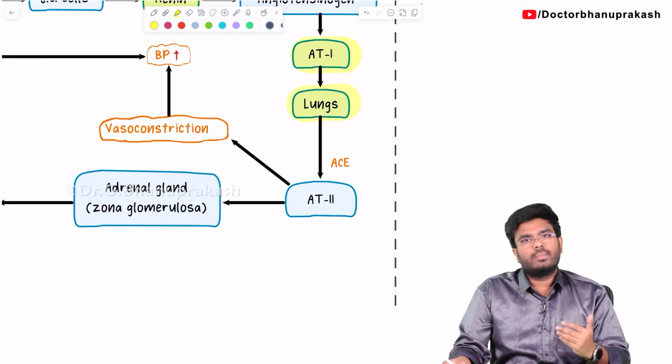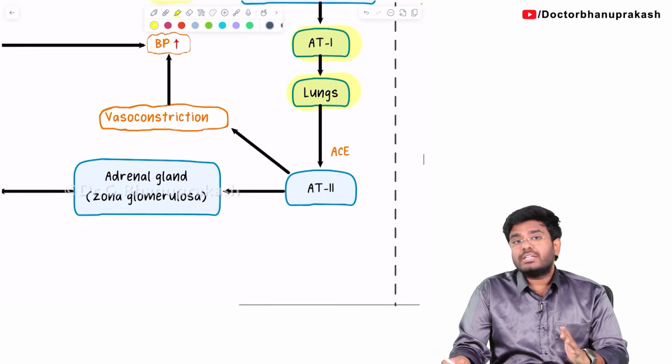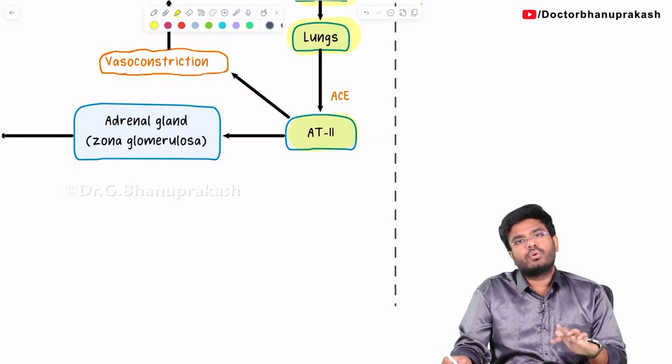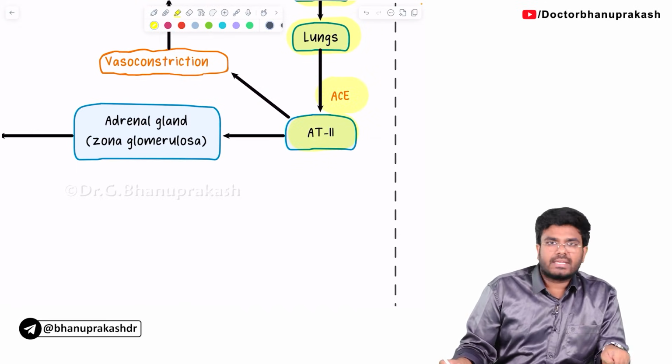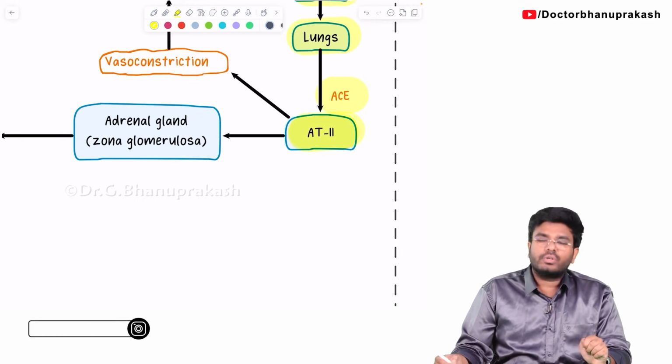Where will this angiotensin 1 go? It will go to the lungs, through the blood. In the lungs, this angiotensin 1 will be converted into angiotensin 2 with the help of an enzyme called angiotensin converting enzyme. Now what will this angiotensin 2 do?